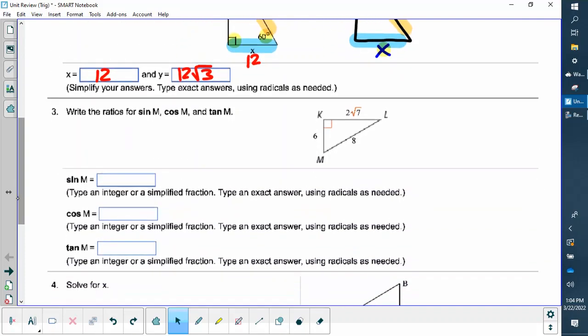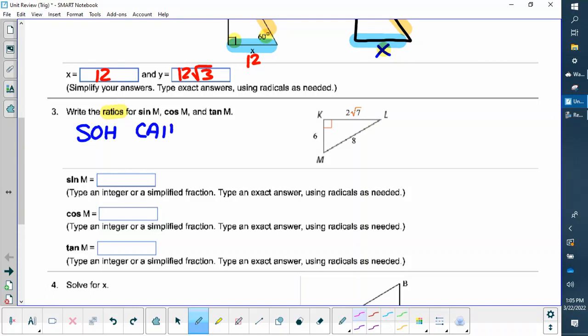Okay, moving on. It says write ratios. The word ratio is a fancy word for fraction. So all of these answers are going to be fractions. Now you might need SOHCAHTOA in this. I'm going to go ahead and write out SOHCAHTOA. And SOHCAHTOA is the acronym that helps me determine which sides I'm using here. So I'll go ahead and identify my reference angle. So all of these say angle M, M, and M. So this is my reference angle.